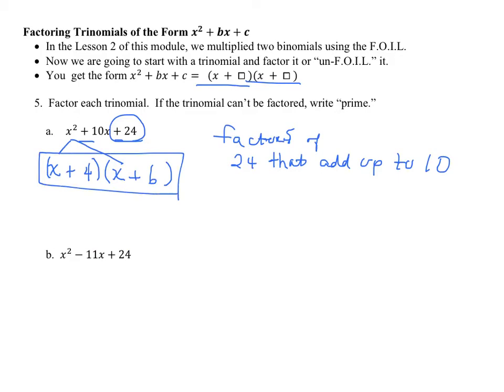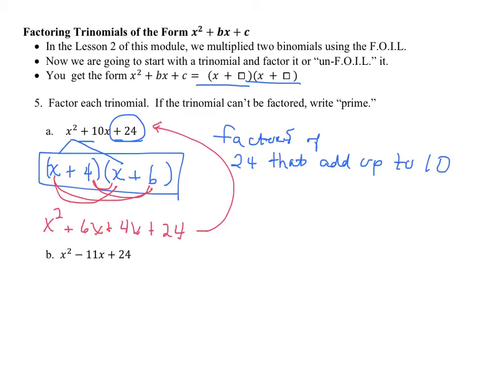Okay, so we're going to FOIL it back out, and I'll do that in red so you know that's not part of the answer. X times x is x squared. X times 6 is 6x. Inside will be 4x. Last will be 24. And bada zinga, we go back to that piece.